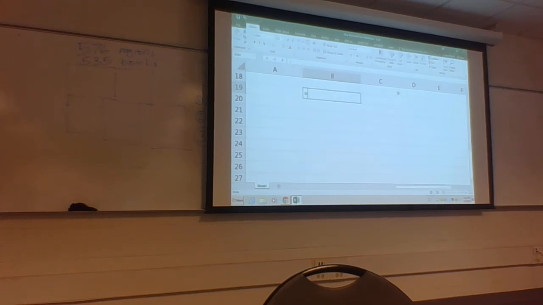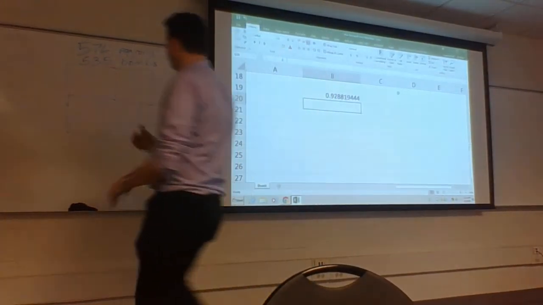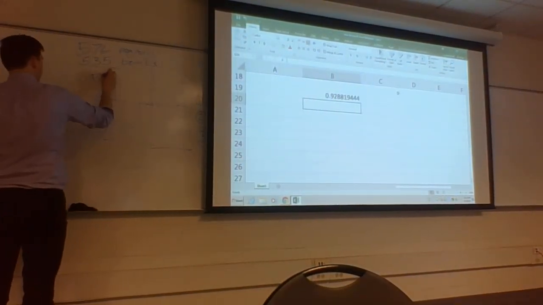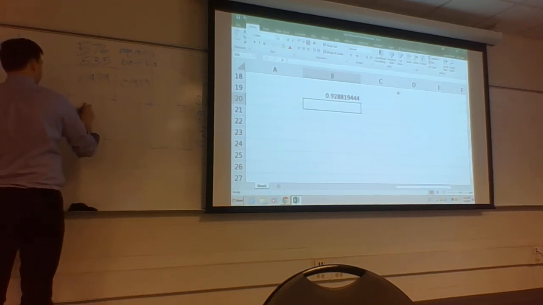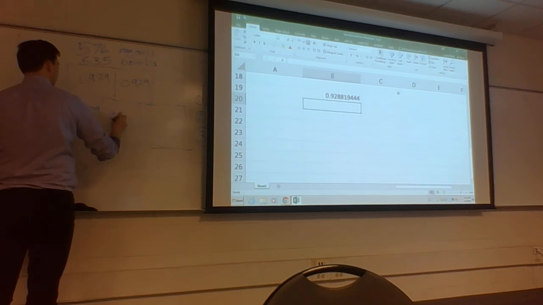What is 535 divided by 576? There are 535 bombs and 576 regions. That's about 0.93, or 0.929 bombs per region. So each region should, on average, get 0.929, just slightly less than 1.